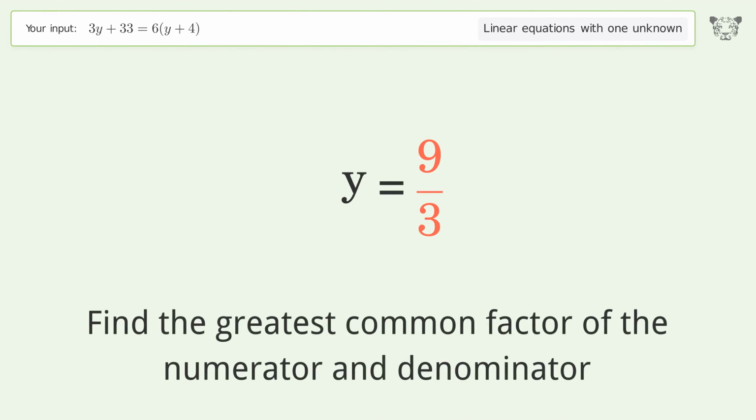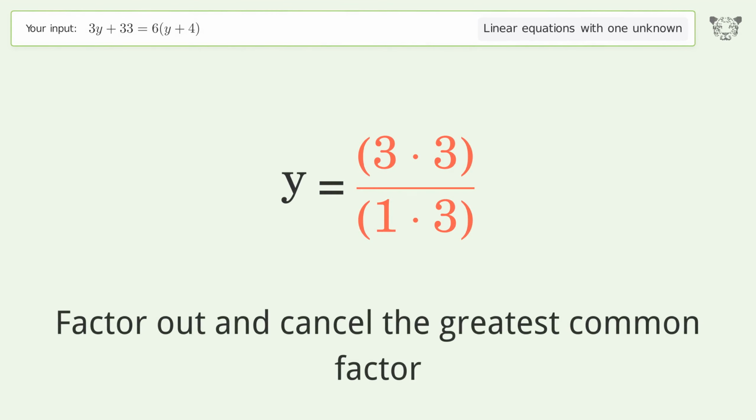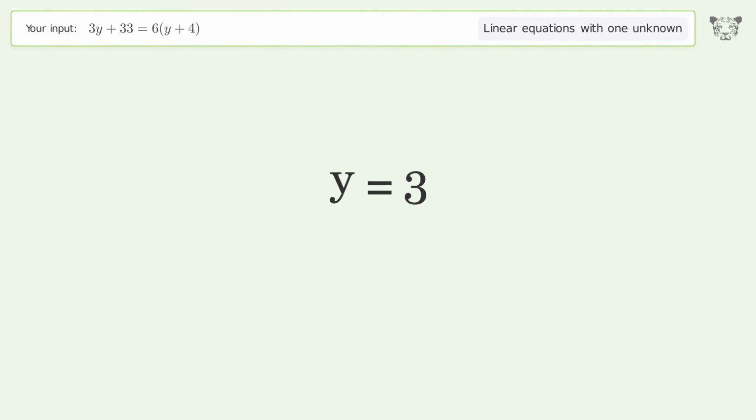Find the greatest common factor of the numerator and denominator. Factor out and cancel the greatest common factor. And so the final result is y=3.